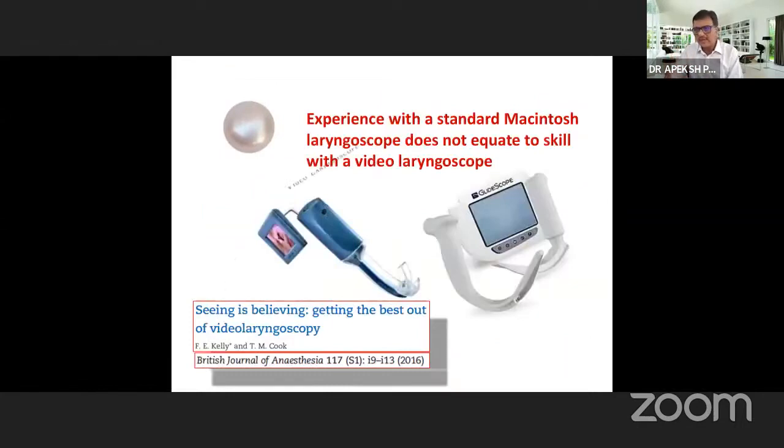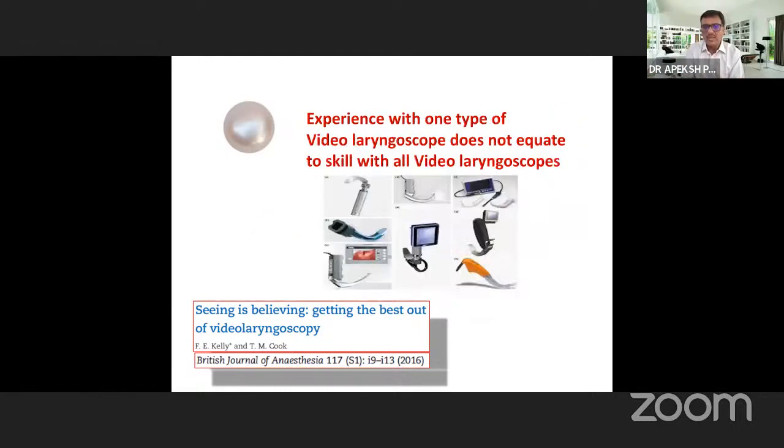If you are a master in the Macintosh laryngoscope, direct laryngoscope, it doesn't mean that you are going to achieve the same skill in video laryngoscopy. It does not equate to skill with a video laryngoscope. You need to learn the different video laryngoscopy techniques, even if you are a master in direct laryngoscopy. And if you are a master in one video laryngoscope, it does not equate to skill with another video laryngoscope.